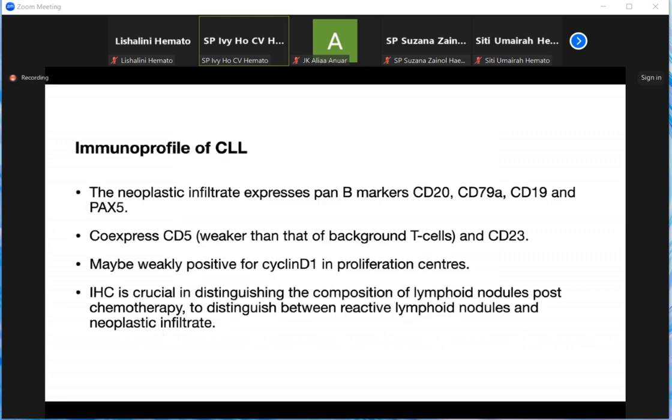Okay, immunoexpression of CLL cells. The neoplastic infiltrate expresses pan-B markers like CD20, CD79A, CD19, and PAX5. At the same time, they also co-express CD5. CD5 is actually a T-cell marker, but in two types of lymphoma, CLL (chronic lymphocytic lymphoma) and mantle cell lymphoma, the B cells will have aberrant expression of CD5.